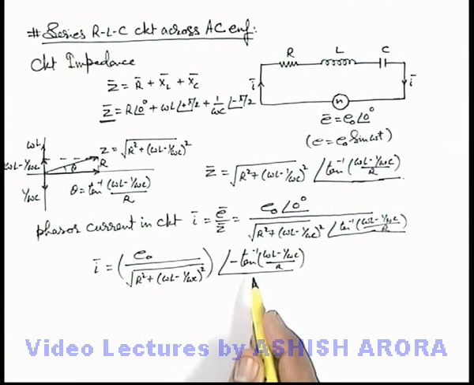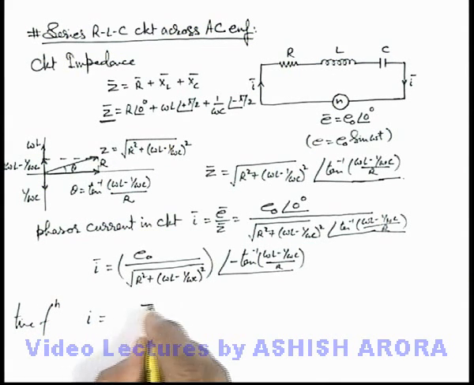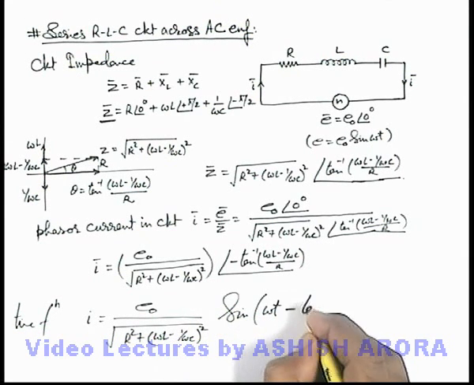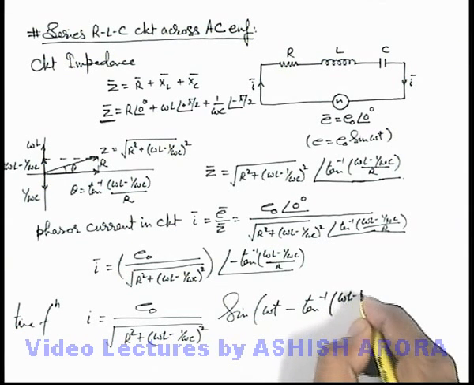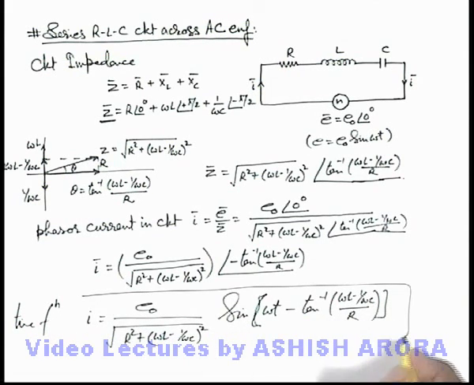Now in this particular situation we can also write down the time function of current, which can be given as E0 by root of R square plus omega L minus 1 by omega C whole square, sine of omega t minus tan inverse of omega L minus 1 by omega C upon R. This is the time function of current we are getting, and whether it will lead EMF or lag behind EMF will depend on the magnitudes of omega L and 1 by omega C, whichever is higher. That will decide the sign over here, whether it is leading or lagging.